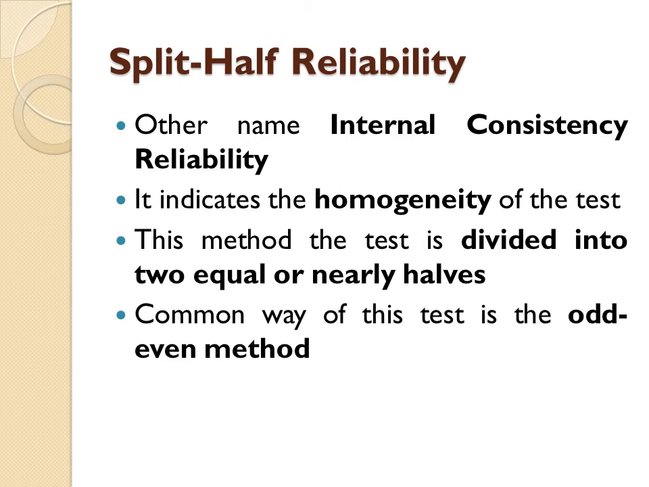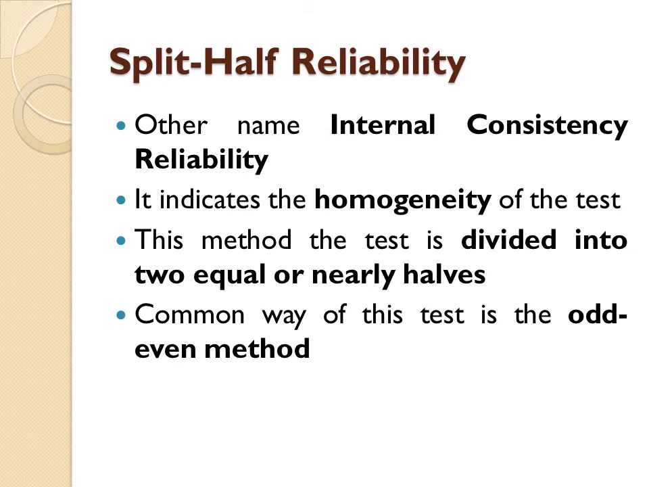In this method, the test is divided into two equal or nearly equal halves. So for example, you have a test consisting of 20 items. What you're going to do is divide those test items into two equal halves. The equal halves of the 20 items would be 10 each. So you divide those items into two: 10 for the first half, and then another 10 for the next half.